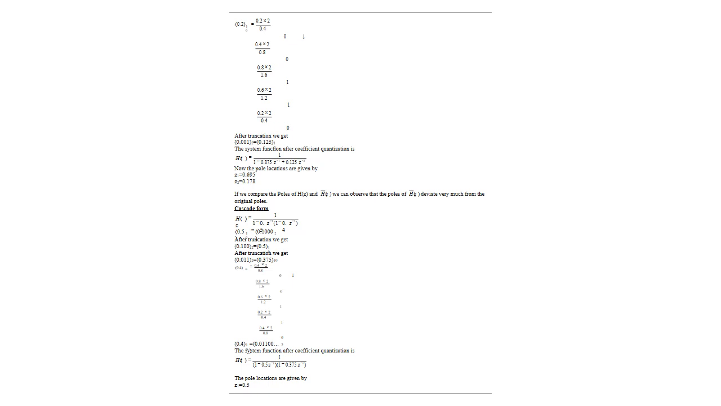So after coefficient quantization by truncation, h bar of z is equal to 1 divided by 1 minus 0.875 z inverse plus 0.2125 z power minus 2. The pole locations are z1 equal to 0.695 and z2 equal to 0.178. If we compare the poles of h of z and h bar of z, we can observe that the poles of h bar of z deviate very much from the original poles. So this is the direct form.